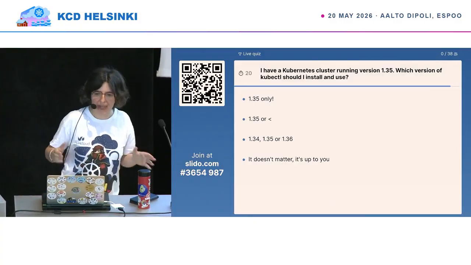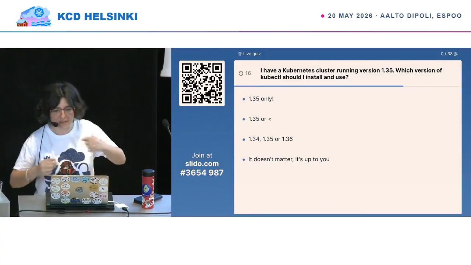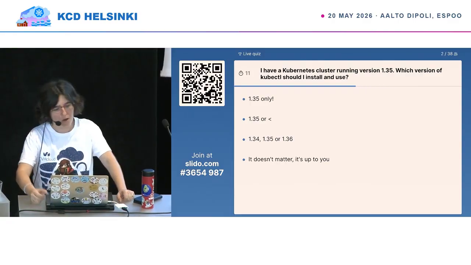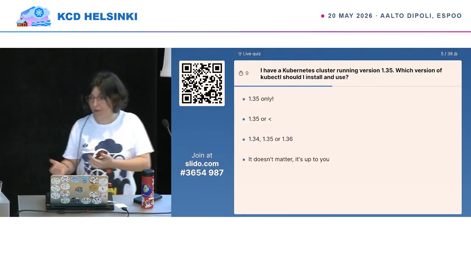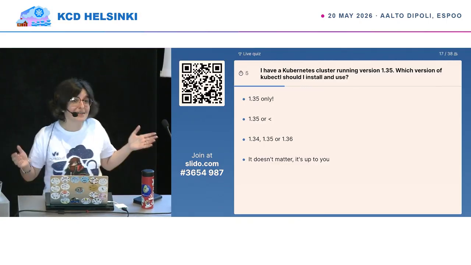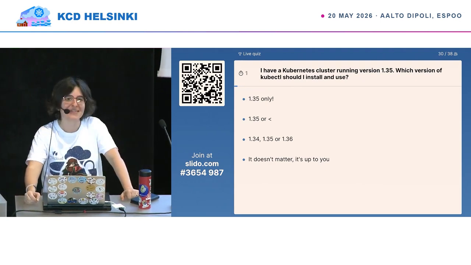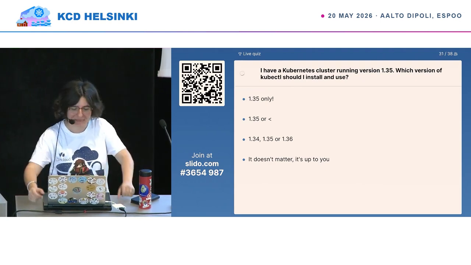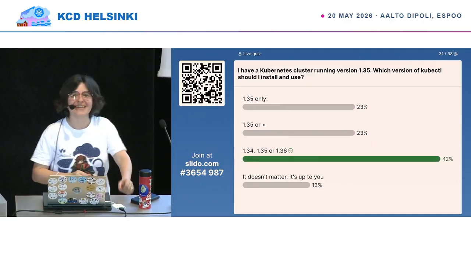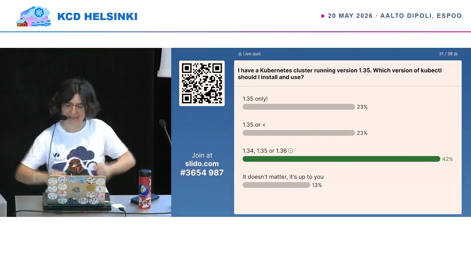Question number 1. I have a Kubernetes cluster running version 135. Which version of kubectl should I install and use? 135 only, 135 or less, 134, 135, and 136, or it doesn't matter. It's up to you. YOLO. What do you think about this easy question? Yeah, easy. You're right. It's 134, 135, and 136.